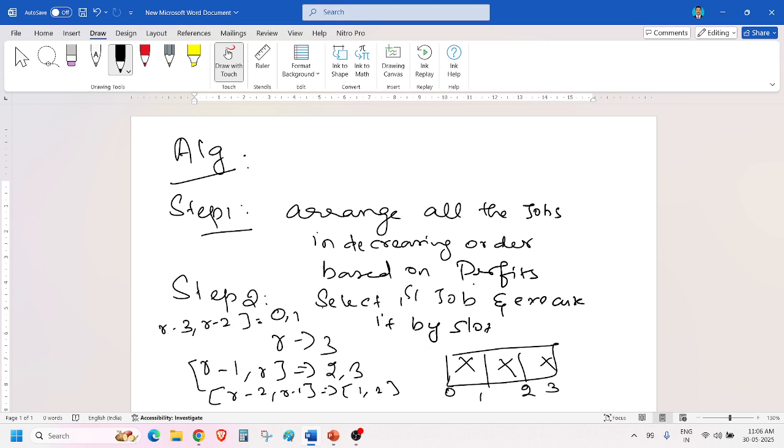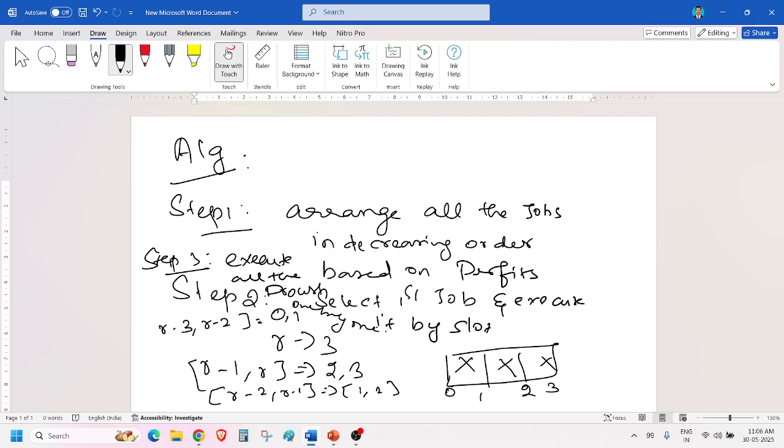Step 3 is simple: you have to execute all the processes one by one. What I have said now, I have said everything here, but you have to execute the steps one by one. So this is the job sequencing algorithm.